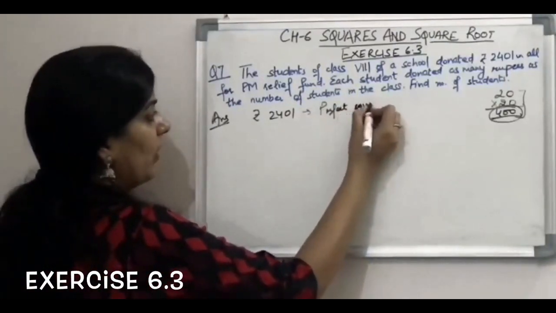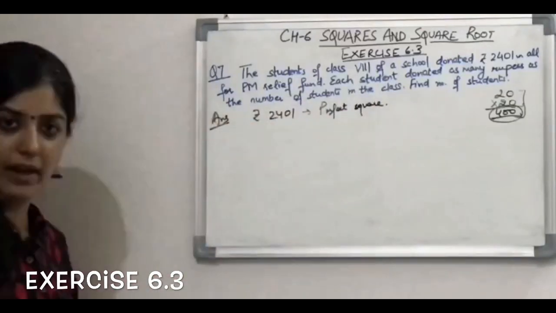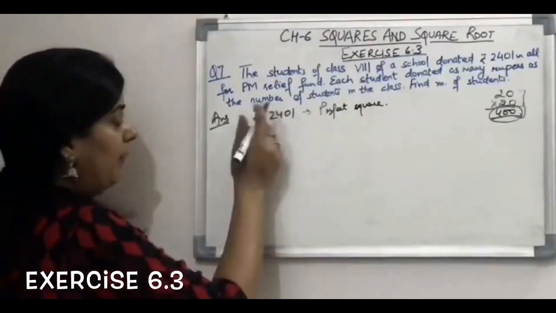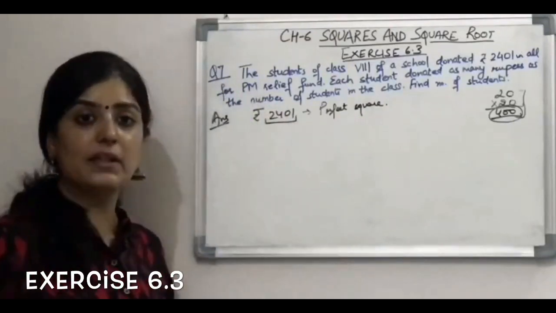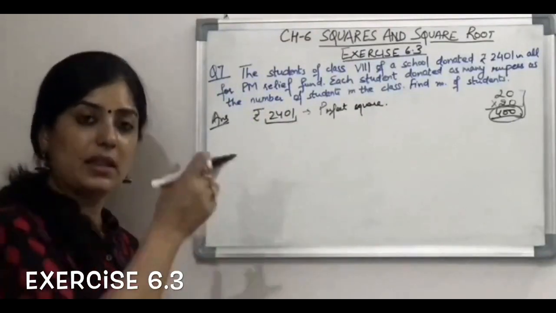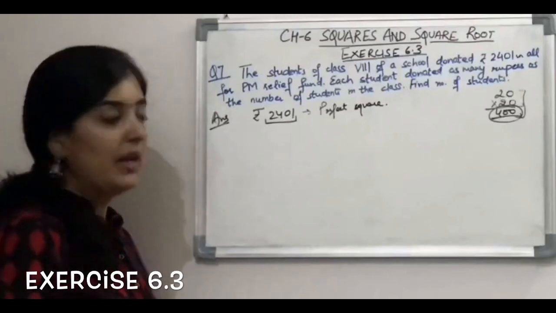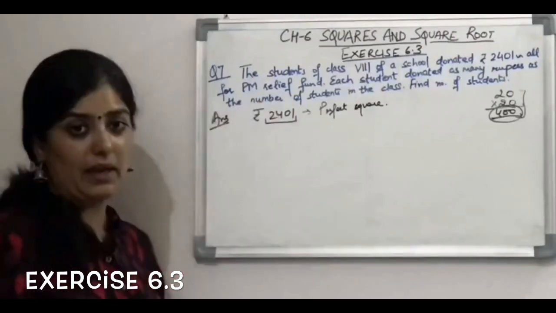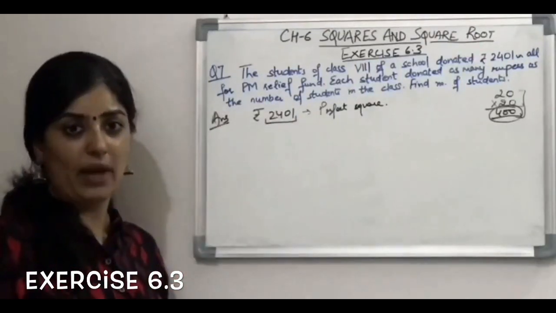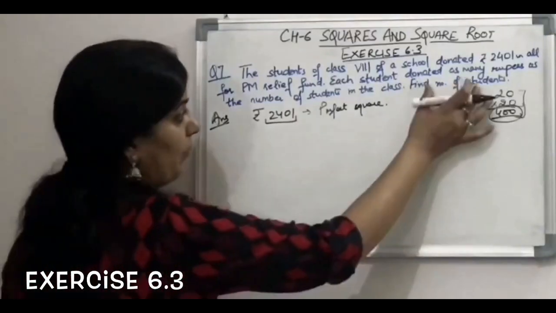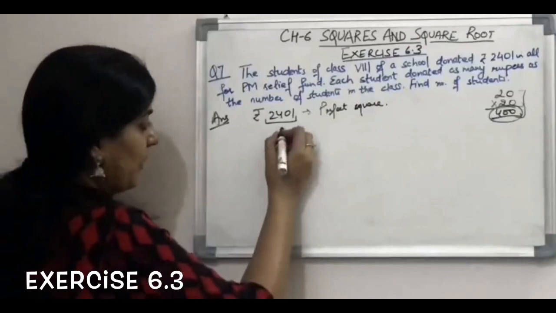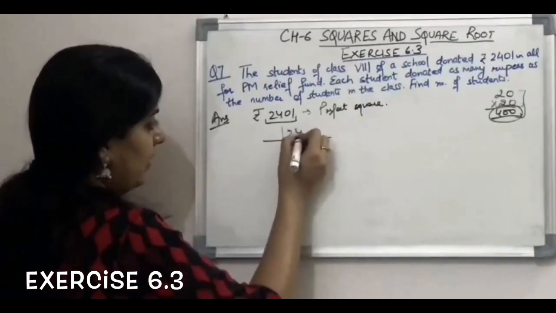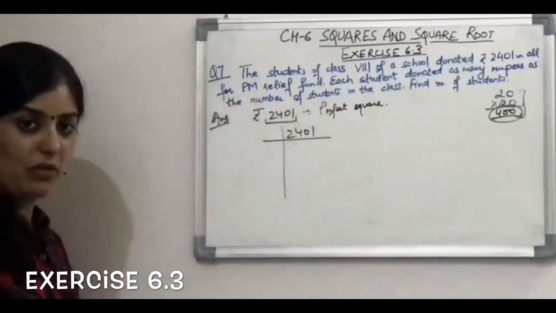तो अब आपको ये किसका perfect square है ये निकालना है. Only you have to find the number whose perfect square is this. That means you have to find the square root of this number. इसका square root अगर हम निकाल लेंगे कि किस number को अपने आप से multiply करके we have got 2401, then we will get to know the number of students. So let us do. We will find square root of this number.